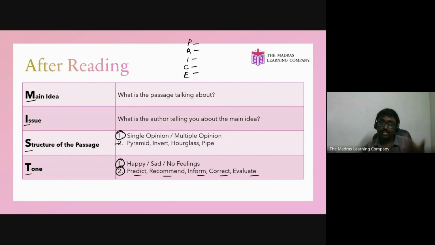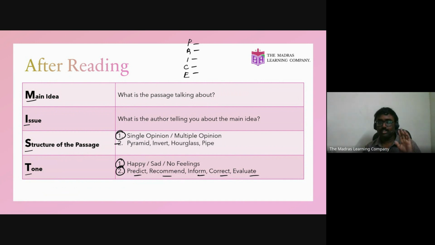Okay. So quickly check that. What is the author trying to do? Most of the time you can have a combination also. It could be inform and predict. It could be inform and evaluate. It could be recommend and correct. It could be anything like that. Okay. It is okay to have a combination, right?